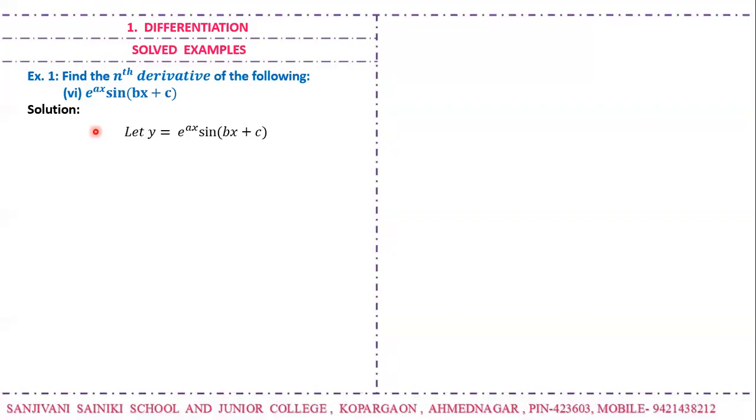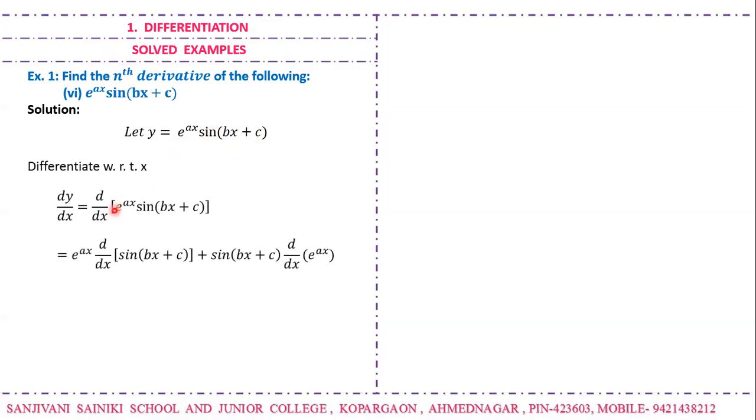Now you have to find the nth order derivative of e raised to ax sin bx plus c. Let y is equal to e raised to ax sin bx plus c. So you have to differentiate this function with respect to x. So here we have to use the product rule: first function as it is, derivative of the second, plus second function as it is, derivative of the first. So sin bx plus c, its derivative is cos of bx plus c into d by dx of bx plus c.